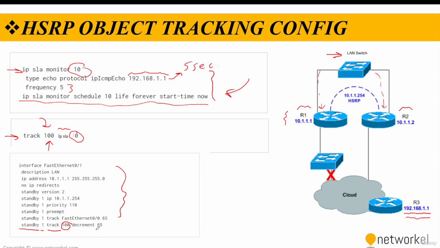and decrement 65. So which means in case there is an issue when I'm pinging this IP address, if the ping fails, I will go ahead and decrement my HSRP priority, and this guy will have a priority of 35, and this will be the standby, and this one will be the active gateway for this time. Okay, so this is how it works.